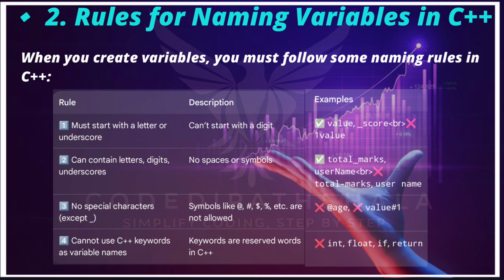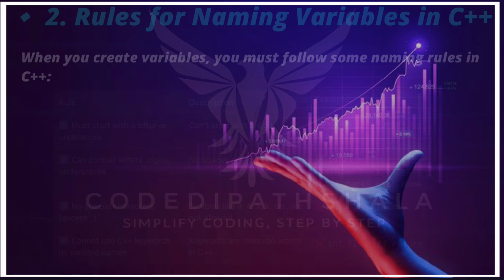No special characters except underscore. Symbols like @, #, $, %, etc. are not allowed. Invalid examples: @age, value#1. Cannot use C++ keywords as variable names. Keywords are reserved words in C++, like int, float, if, return. Example.